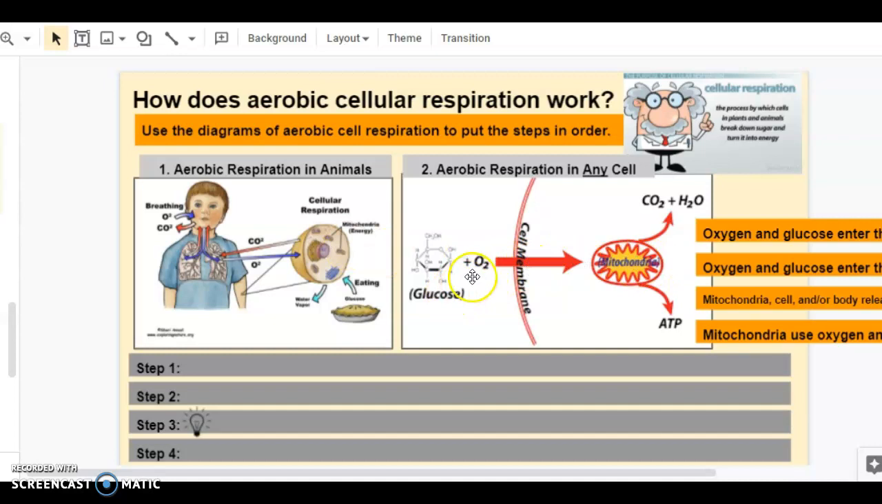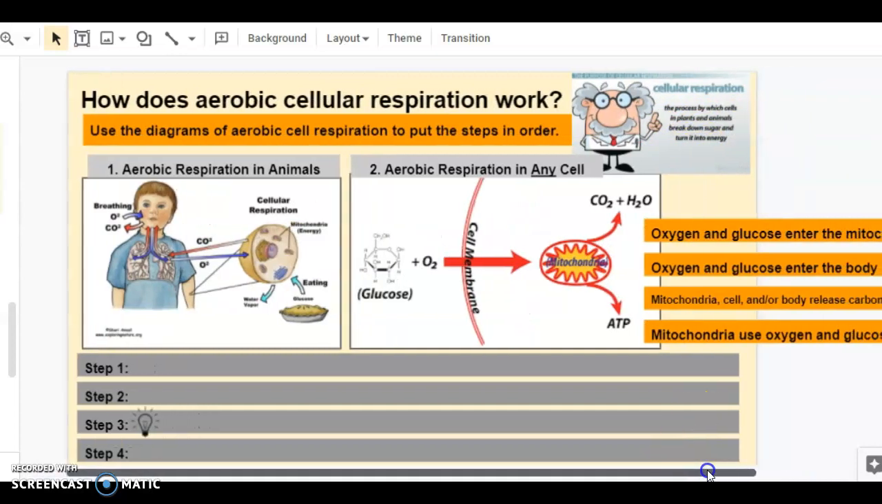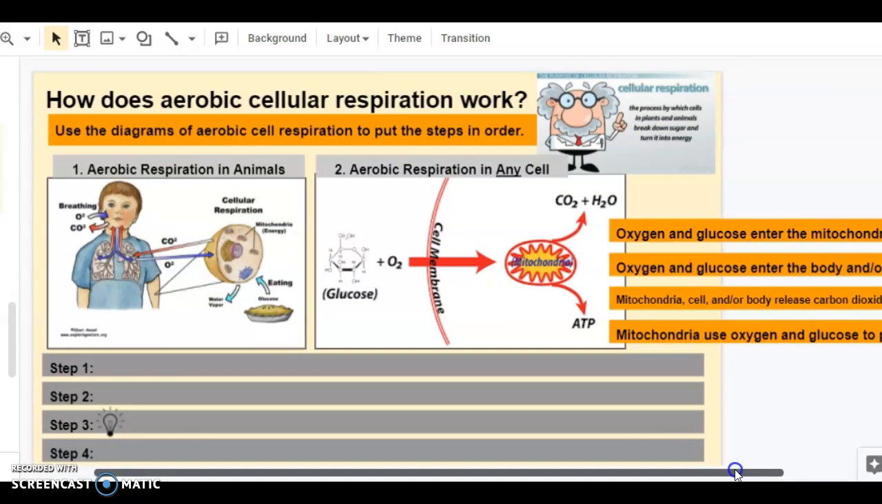The glucose and the oxygen go through the cell membrane by transport to the mitochondria, which takes the sugar and oxygen, breaks and rearranges bonds, and uses the energy from that process to create ATP, releasing the waste products, carbon dioxide and water. Cell respiration, by definition, is the process by which cells in plants and animals break down sugar and turn it into energy. And that energy, of course, is ATP.